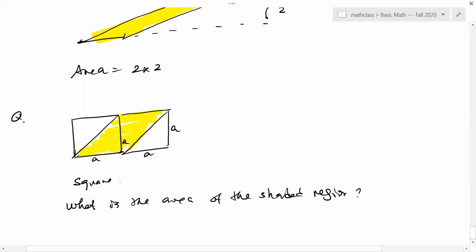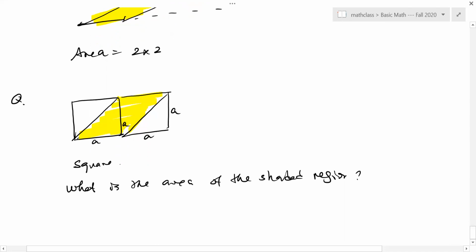Alex, your brain is not shut down. You should figure out this one.